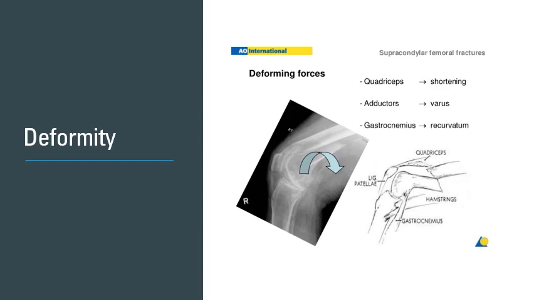Deformity in the supracondylar femur fracture are due to these three muscles. Quadriceps pull results in shortening of the limb. Adductor pull causes the varus deformity at the fracture site. Gastrocnemius pull results in recurvatum at the fracture site.